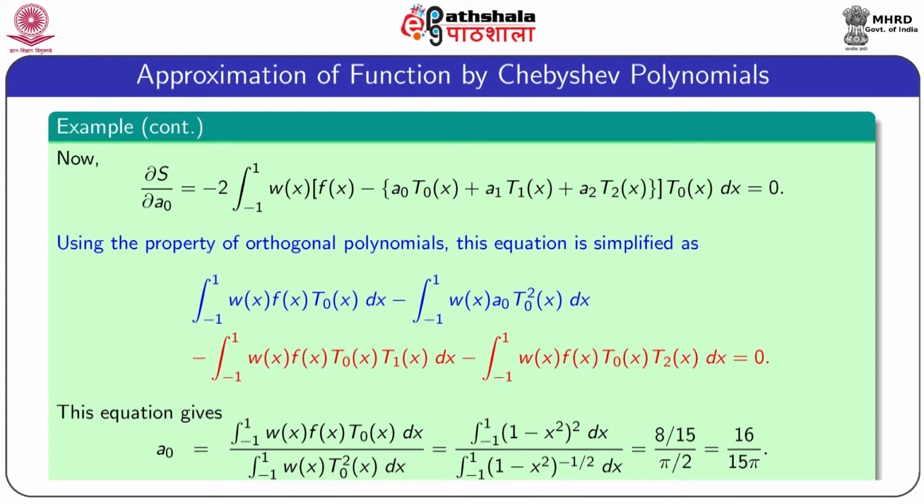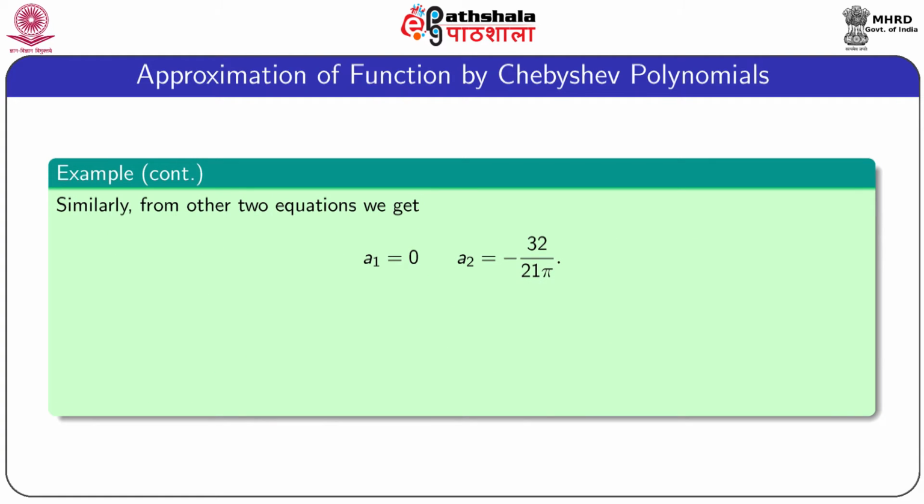From the remaining equation we can find the value of a0, where the numerator is the integral from −1 to 1 of w(x)f(x)T0(x) dx, and the denominator is the integral from −1 to 1 of w(x)T0(x)² dx. After integration, the numerator becomes 8/15 and the denominator becomes π/2, which gives 16/(15π). Similarly, from the other two equations we get a1 = 0 and a2 = −32/(21π).